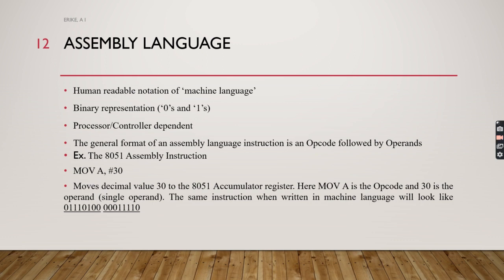All right, so next we'll begin to talk about each of them. We look at the assembly language first. The assembly language is the human readable notation of machine language. And machine language is the processor understandable language, what the processor understands. It is a binary representation and it consists of zeros and ones.